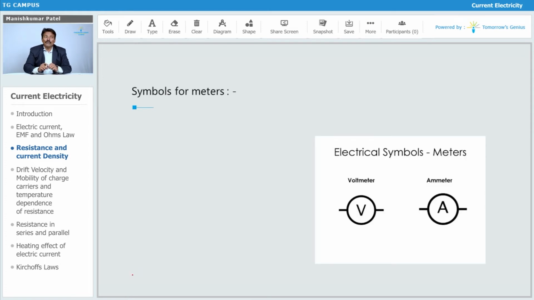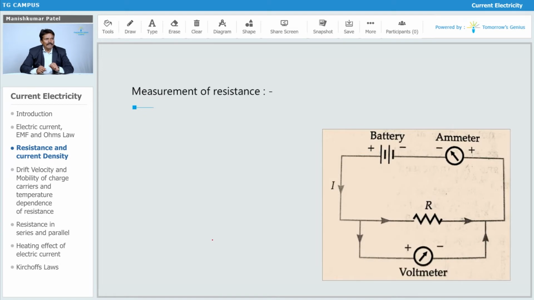Again, the symbol for meters. We have studied the voltmeter, which is used to measure the voltage, and the ammeter, which is used to measure the current. For the measurement of resistance, we know that I is equal to V upon R. So you have to measure the value of current and voltage through the circuit, and once we get that value we can calculate the value of resistance.